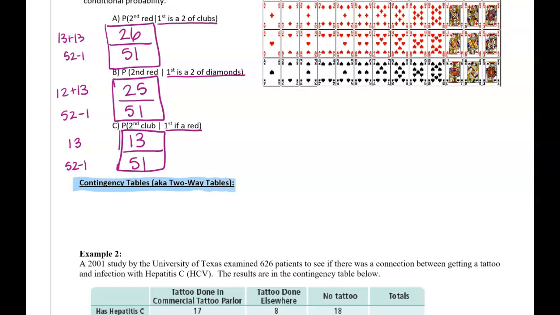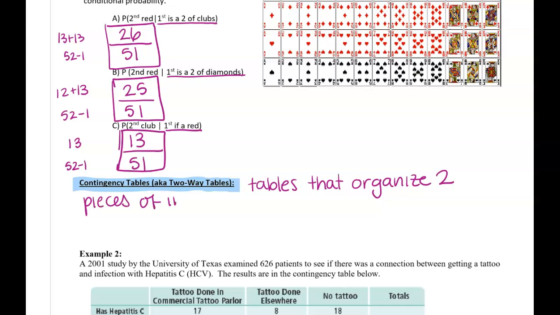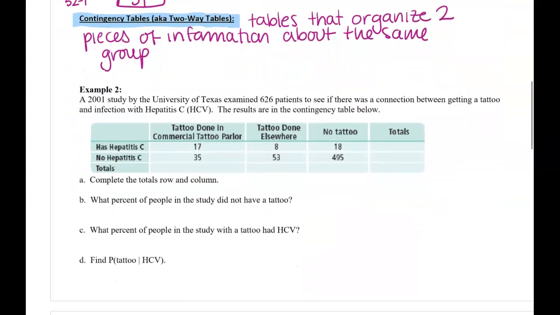Now we have contingency tables, aka two-way tables. And these are tables that organize two pieces of information about the same group. So for example, a study from a long time ago, 2001, examined 626 patients to see if there's a connection between getting a tattoo and infection with hepatitis C or HCV, and we have the results.